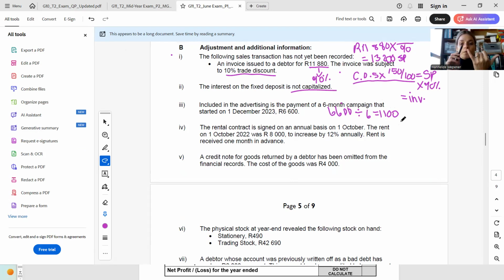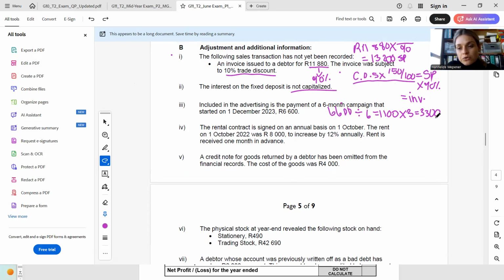So you paid for December, January, February, there, 3 months. So the other 3 months to make up the 6-month campaign that you paid for is only in the next financial year. Therefore, you cannot include that expense in your current financial year because it isn't an expense that you're going to use now in the current year. So that is something that you have now paid for the next financial year.